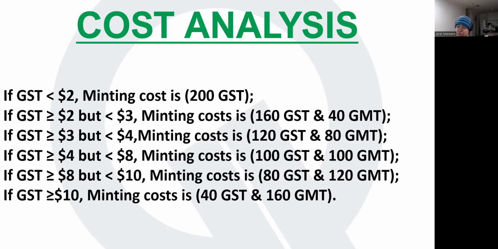And same thing, GST greater than 3, less than 4, minting cost is 120 GST and 80 GMT. It's hard to calculate at the moment because, again, we don't know the price of GMT at that point. So they probably made an analysis that by keeping this minting cost, the prices of shoe minting will be relatively the same. So we will dig deeper once they release the official changes, so that we know as well how to calculate.